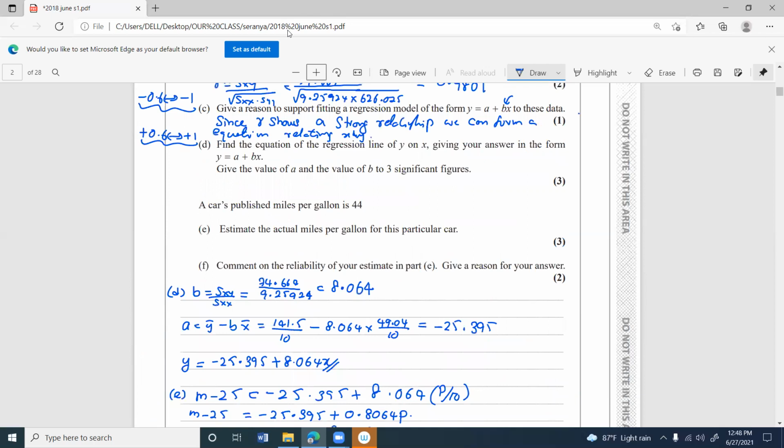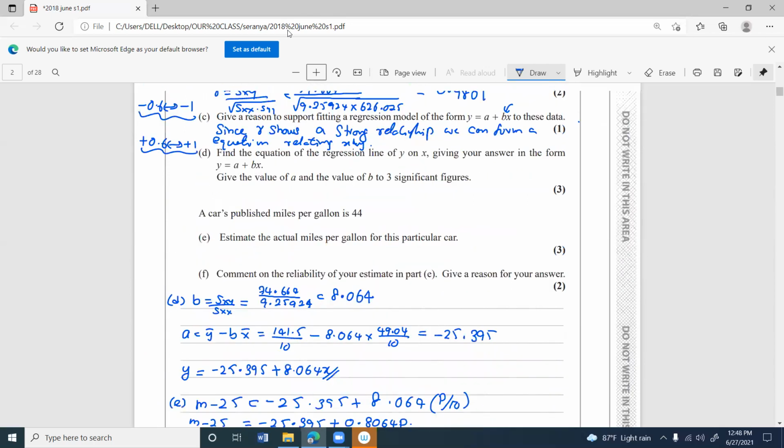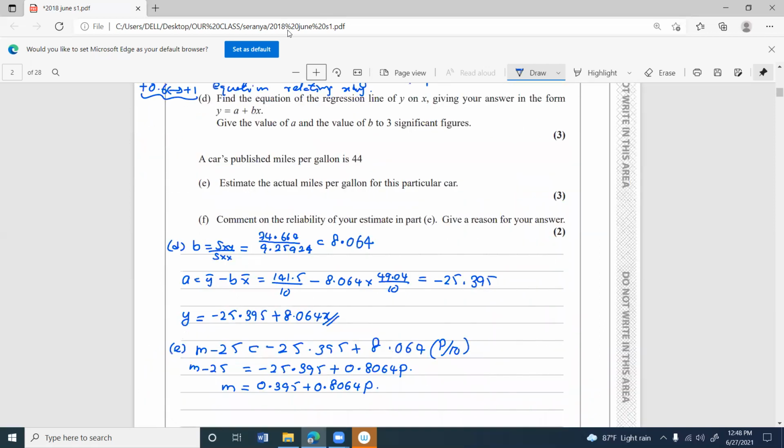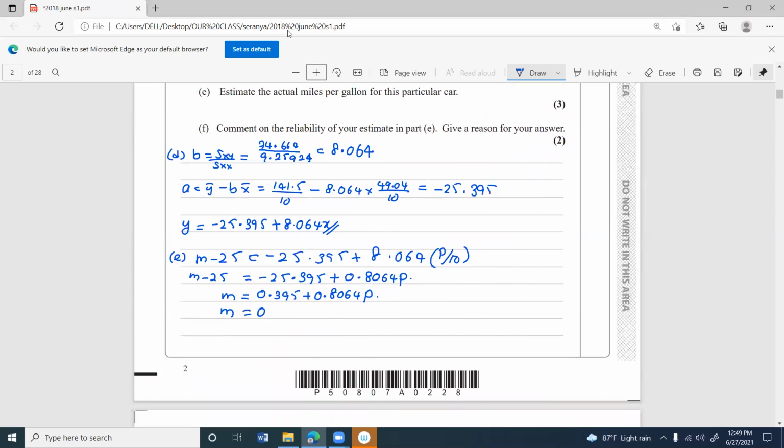The published miles per gallon is 44, that is p. Then the actual one would be 0.395 plus 0.8064 times 44. From here, you can get the actual amount, which is 35.8766. That's the actual value.